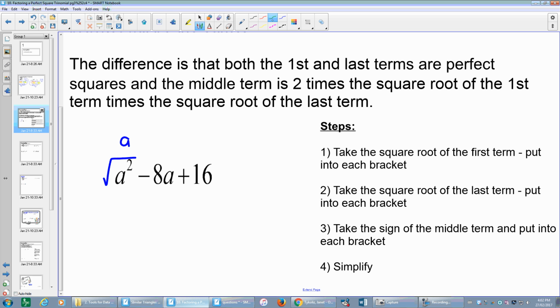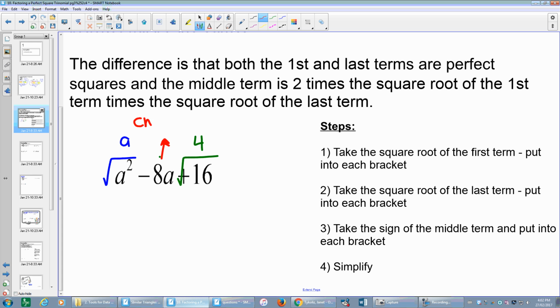Can I take the square root of the last term? Square root of 16. I can do that. I get 4. Okay, so I can do both of those. So that's kind of check 1, check 1. Now, what I have to do here is make sure this middle term is the one that I really need to check, because this is the only way that I can use this trick here.